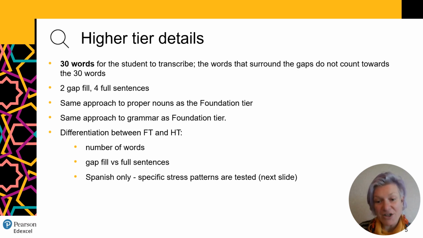So the differentiation for the higher tier comes in with the number of words they have to describe, the ratio of gap fills to full sentences, obviously the number of unknown words not on the vocabulary list. There's 3 on the higher tier versus 2 on the foundation tier. And then for Spanish only, which we're going to look at on the next slide, there is a higher tier only expectation around the assessments of accents. So let's move on and have a look at that.